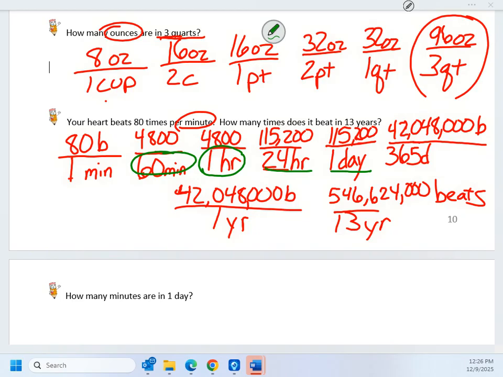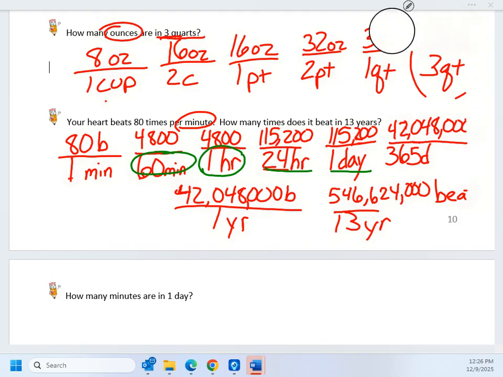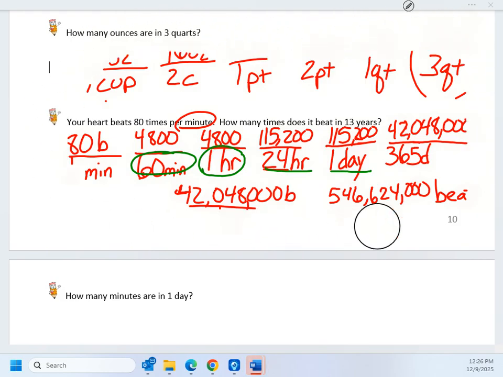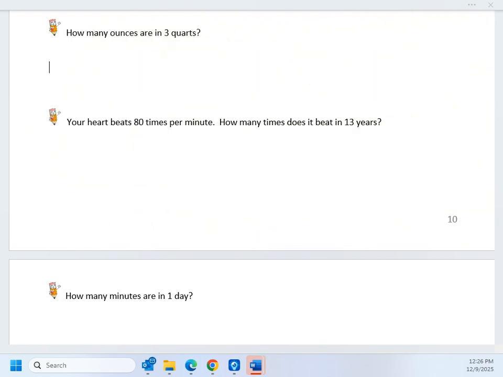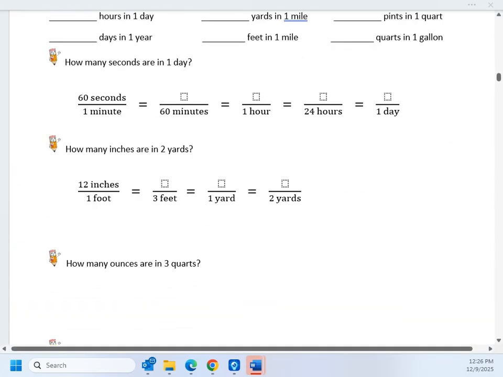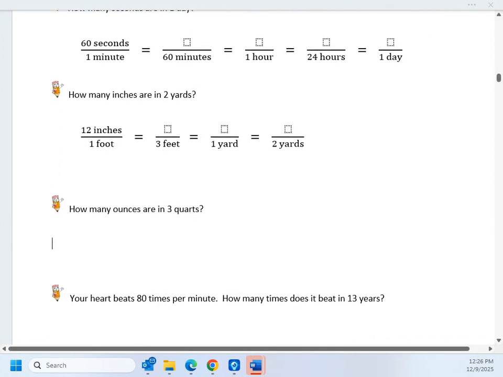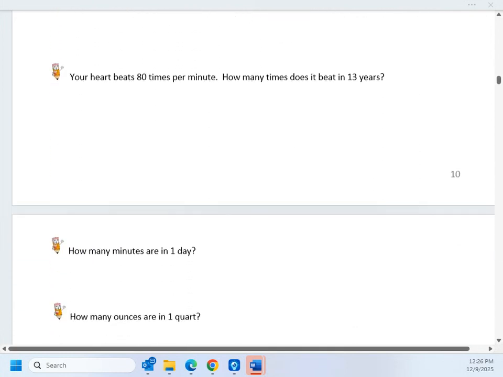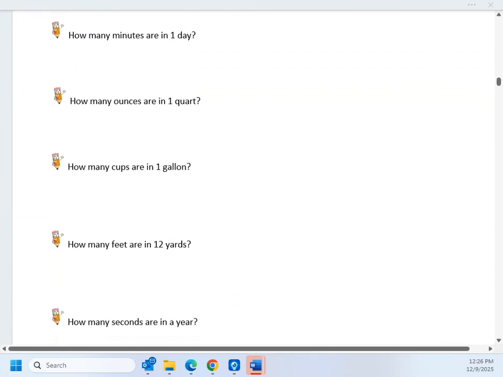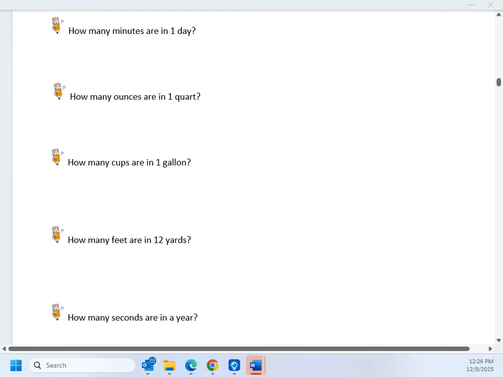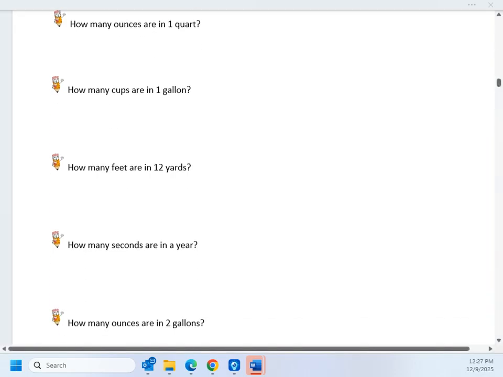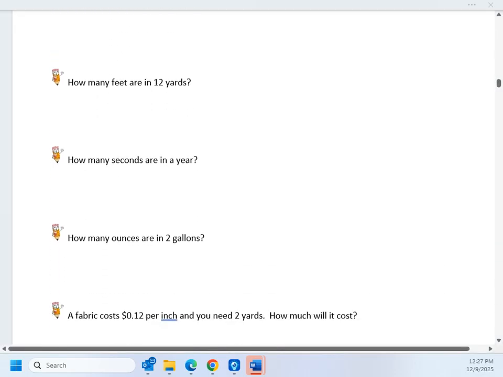Okay. Let's look at our work page for today. I see a lot of us are already thinking ahead and opening those binders and taking that table and pulling it out so we can use it for our second page. That's totally fine. Now you are doing the same thing. How many minutes in 1 day? How many ounces in a quart? How many cups in a gallon? How many feet in 12 yards?